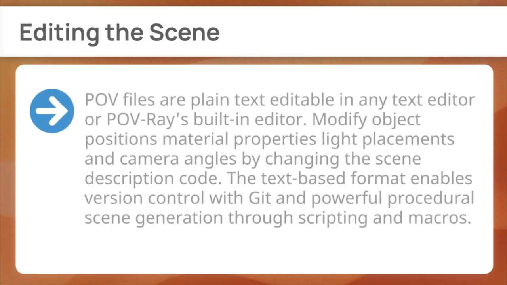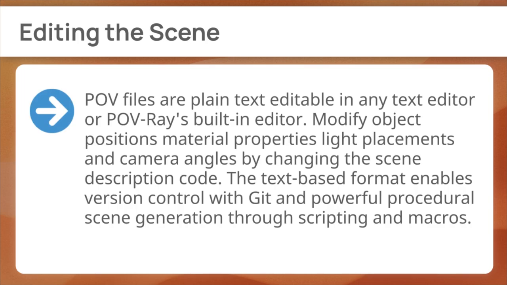Next, editing the scene. POV files are plain text, editable in any text editor or POV-Ray's built-in editor. Modify object positions, material properties, light placements, and camera angles by changing the scene description code. The text-based format enables version control with Git and powerful procedural scene generation through scripting and macros.